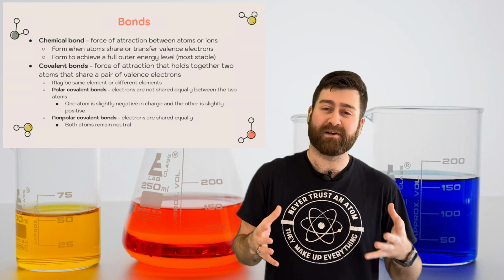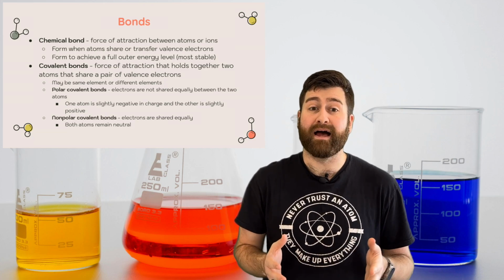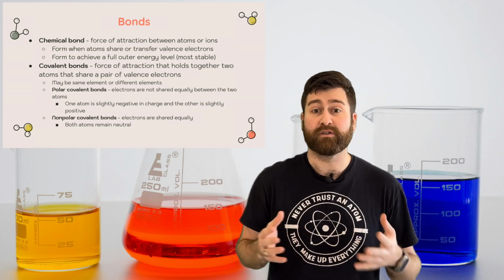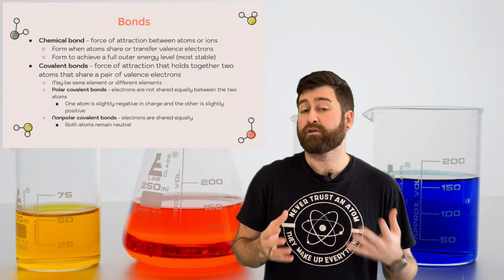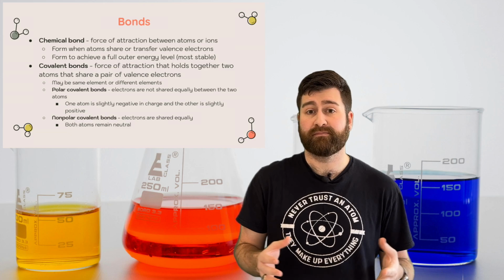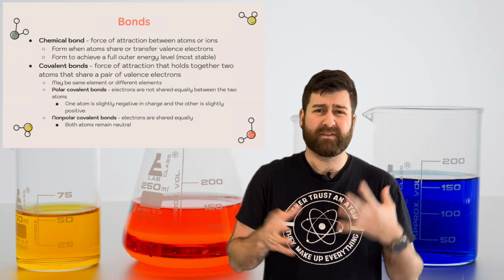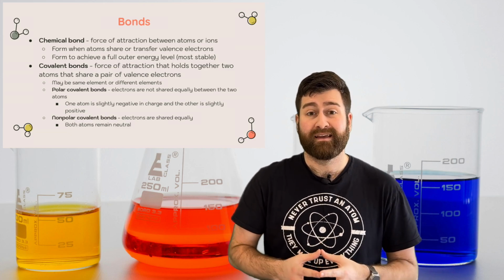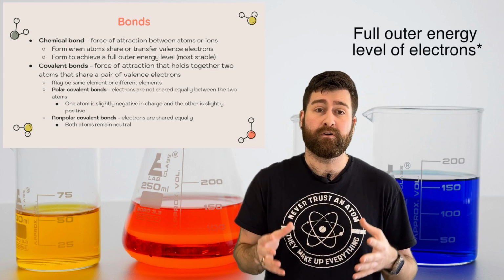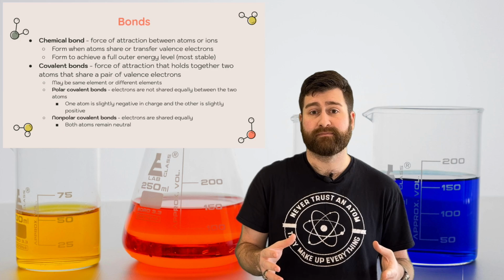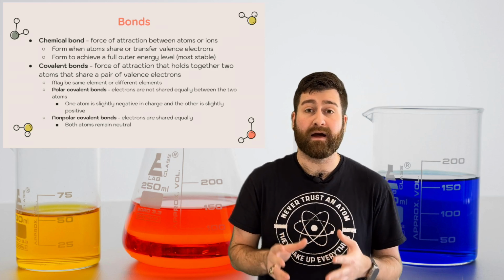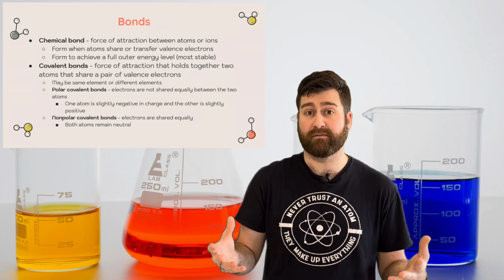Nah, chemical bonds. A chemical bond is the force of attraction between atoms or ions, and these form when atoms share or transfer valence electrons. So what is the goal of chemical bonds forming? Ultimately, it's to achieve a full outer energy level, which is the most stable arrangement. Now, there are different kinds of chemical bonds that can occur to get to this arrangement.